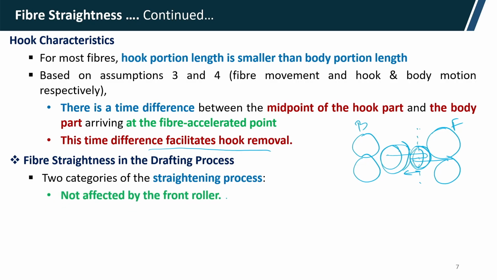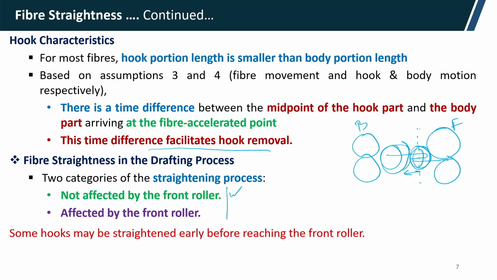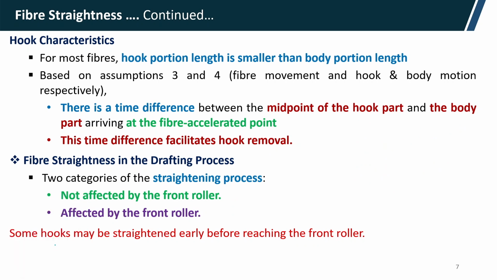One is that it is not affected by the front roller speed. So the hook straightening will either not get affected by the front roller, or be affected by it. So there will be two types of straightening process. Some hooks may be straightened early, before reaching the front roller. So, during this travel, let us discuss here.